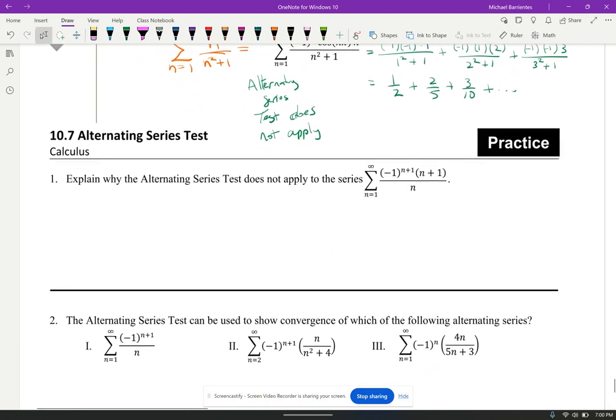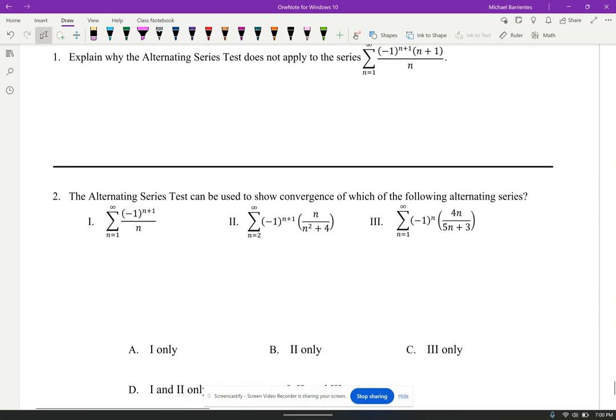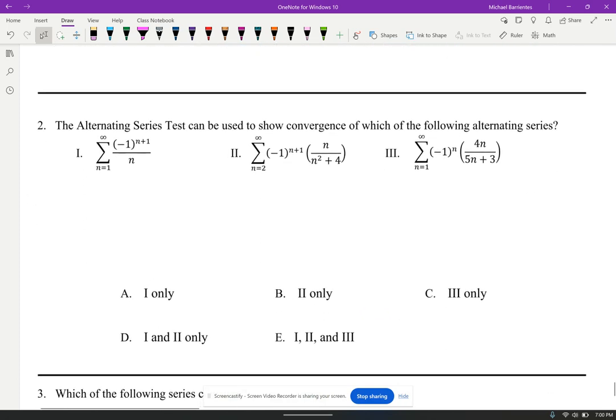Let's see. What else can we do? Ooh, how about number 2 here? The alternating series test can be used to show the convergence of which of the following alternating series? Let's see. Is this an alternating series in Roman numeral 1? Yes. And what is a sub n? A sub n is 1 over n.